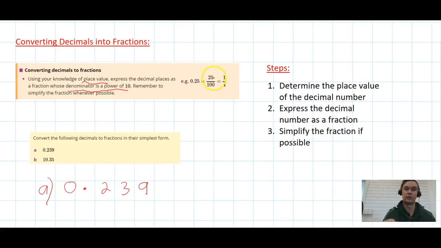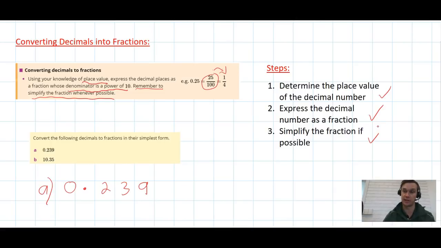And then what you need to always do, and we'll go into that in a little more detail later, is remember to simplify fractions whenever possible. So turning this into this means simplifying the fraction. So these are the three steps of how to convert a decimal into a fraction. First, you need to determine the place value of the decimal number. We've done that in previous videos. You then need to write it as a fraction, and then simplify the fraction if possible.